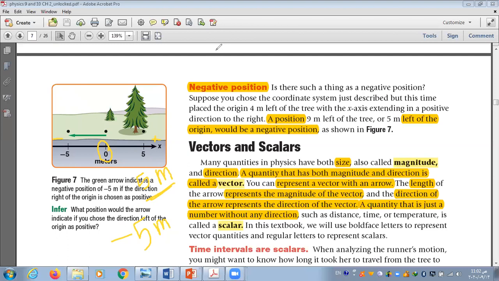Another one to read. Muhammad Osama, read this point. Negative position. Is there such a thing as a negative position? Suppose you choose the coordinate system that we just described, but this time place the tree on the left with the x-axis extending in a positive direction to the right. A position 9 meters left of the tree or 5 meters left of the origin would be a negative position.